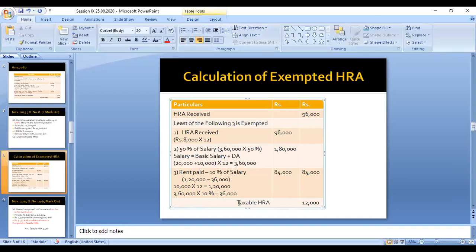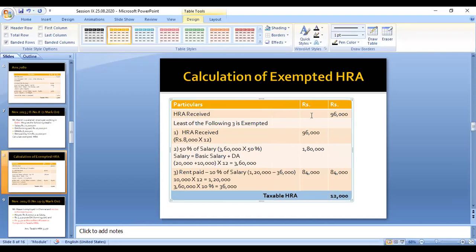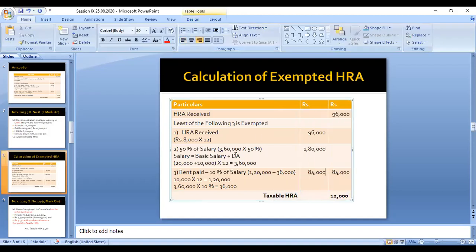Okay. So up to this you can calculate, this is quite enough. But you can also deduct the exempted HRA from the HRA received, and you will get the taxable HRA.